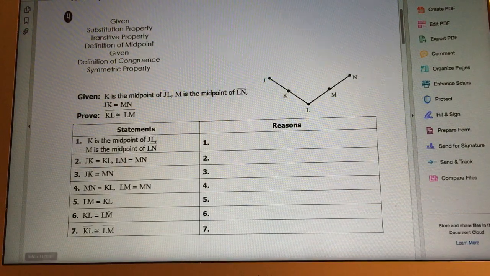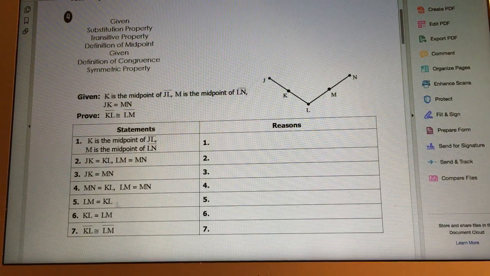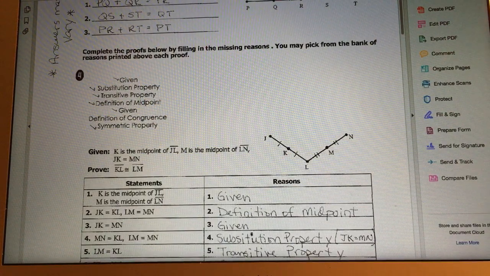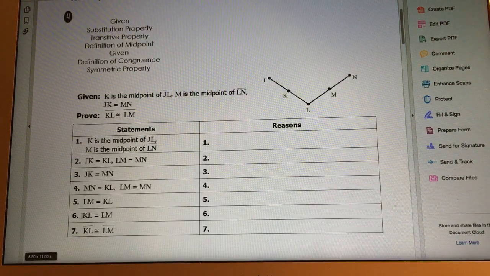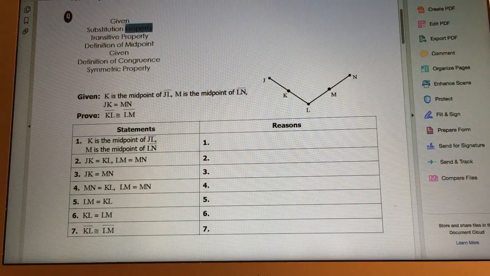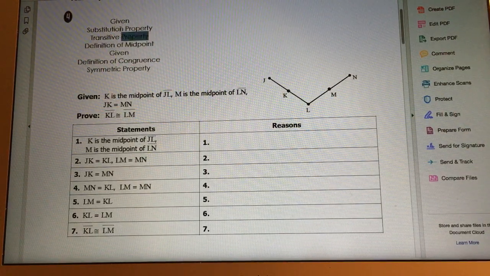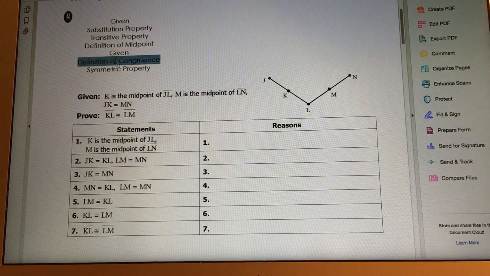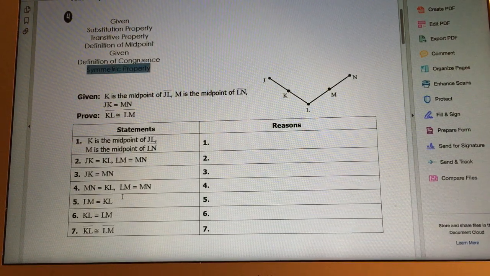So, next. Number 5 was the transitive property. All right, number 6, KL equals LM. What allows us to go from 5 to 6? And remember, we want to be crossing these out as we go. So we used the two givens, we used definition of midpoint, we used transitive, we used substitution. So all we have left is definition of congruence and symmetric property.